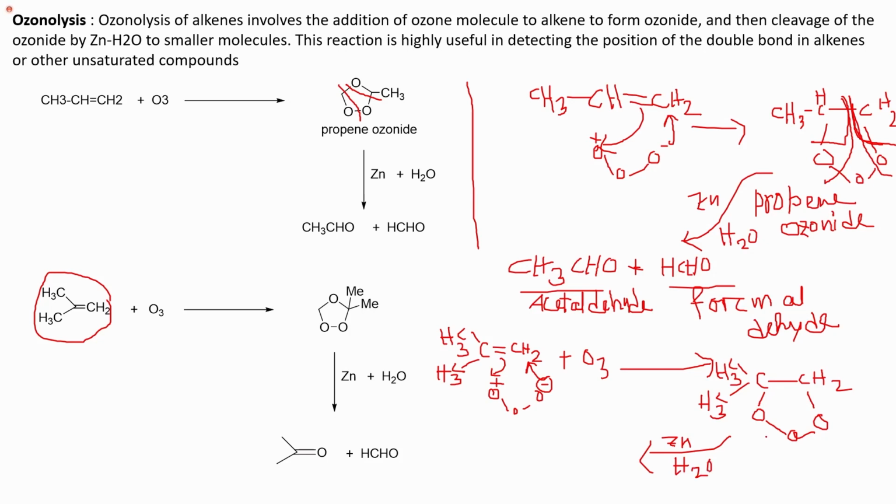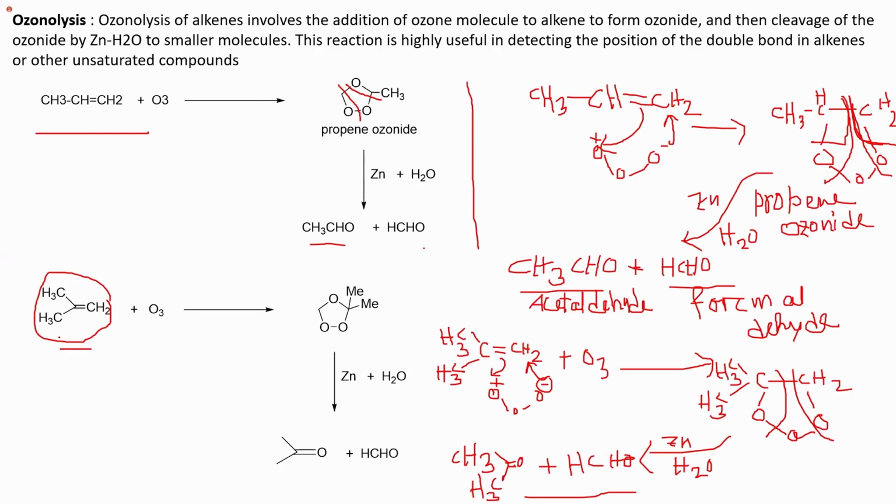So you will get this bond break and this bond break. So you are actually generating acetone molecules, CH3, C double bond O, CH3, plus formaldehyde. So these are the two products you are getting from the 2-methyl-1-propene. And from normal propene you are getting acetaldehyde and formaldehyde, and from this propene you are getting acetone plus formaldehyde.